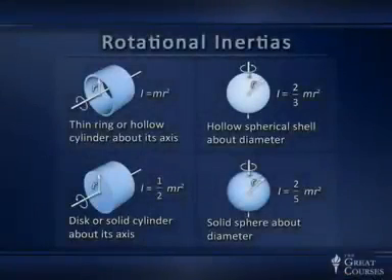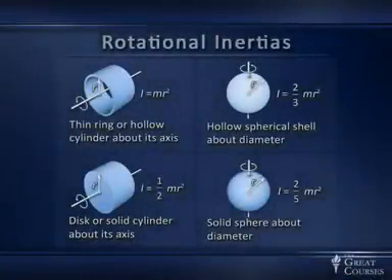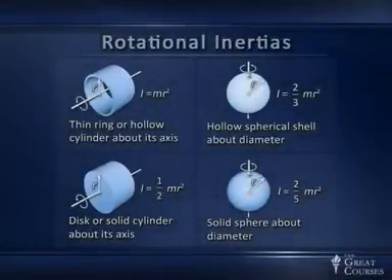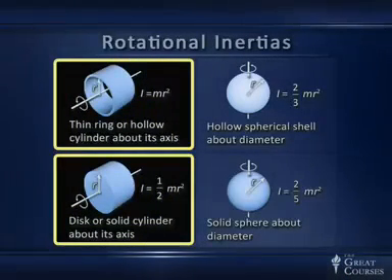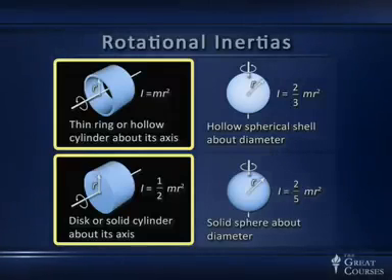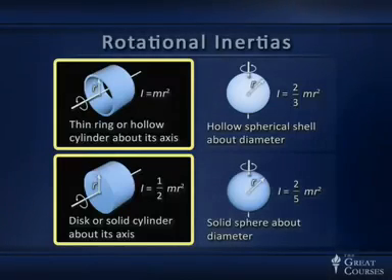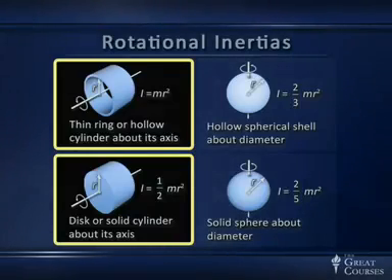Let's look briefly at what some rotational inertias look like. Here's a table listing the rotational inertias of some simple objects. To calculate these requires calculus, so I'm simply going to give you the results. On the left side of this table, we have cylindrical-shaped objects. The upper one is hollow, so it's a ring-like structure. The bottom one is a solid cylinder. The upper one has a rotational inertia given by its mass times the square of its radius. The lower one has a rotational inertia given by half the mass times the square of the radius.